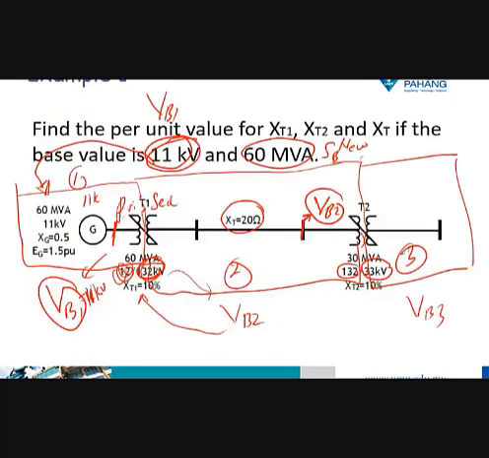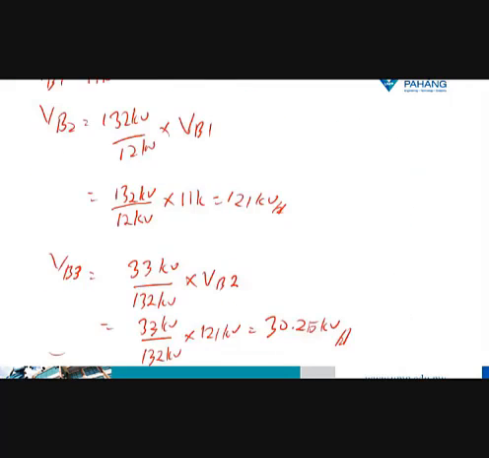So for step number 3, we have to calculate new per unit values, starting with SG. For this generator, the ratings are the same as our new base values: 60 MVA, same as S base new, and 11 kV, also the same. So if we calculate the new per unit value for SG, we will get the same answer.